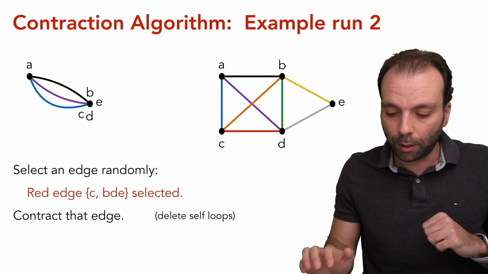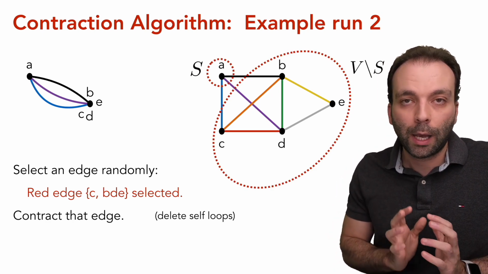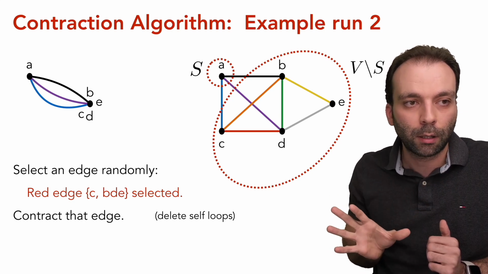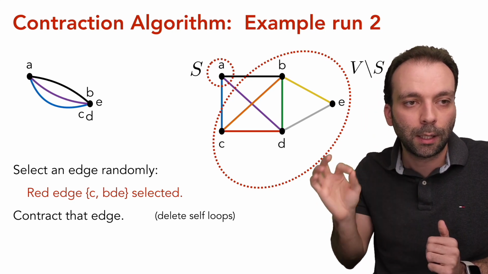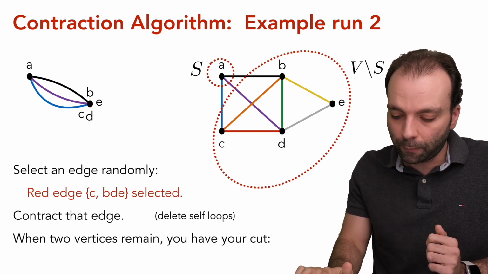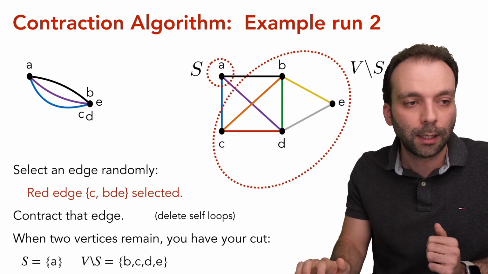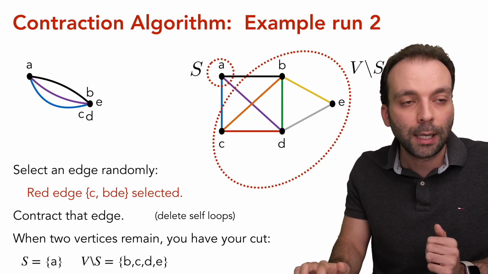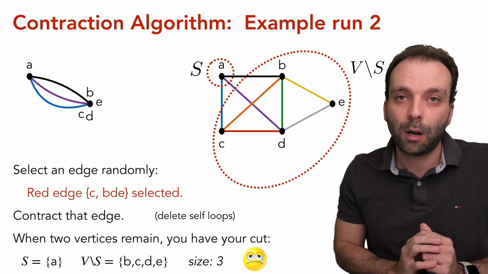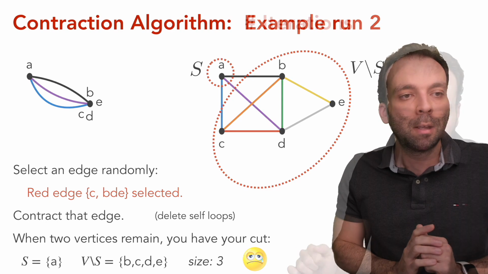This is the stopping condition, right? So this now corresponds to the cut where S is, let's say, the vertex A, and V minus S is all the rest of the vertices, B, C, D, E. And when two vertices remain, you have your cut. Here S is A, and V minus S is B, C, D, E. And in this case, now you see that the cut value is actually 3. So we are sad. We did not find the min cut in this case.